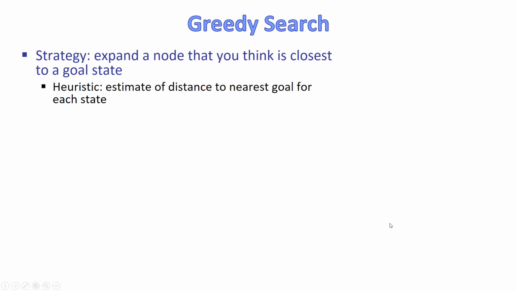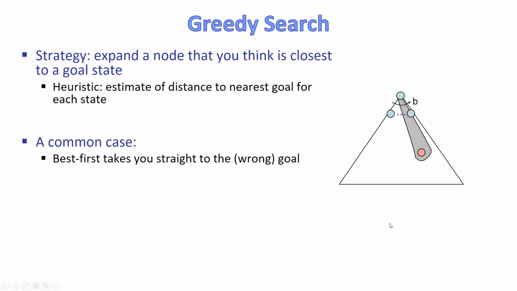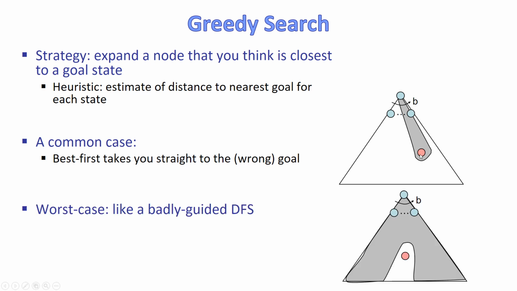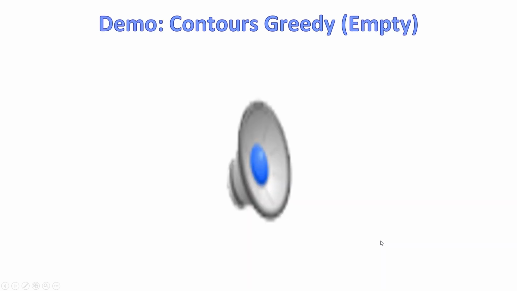So the strategy again is to expand the node that you think is closest. The heuristic will give us the estimation. A common case, which is the best first, might take us straight to the goal. It can happen that it will take us straight to the goal, but in some cases also the worst case might happen, and we'll have to go a long way around the goal before we turn back and reach it.